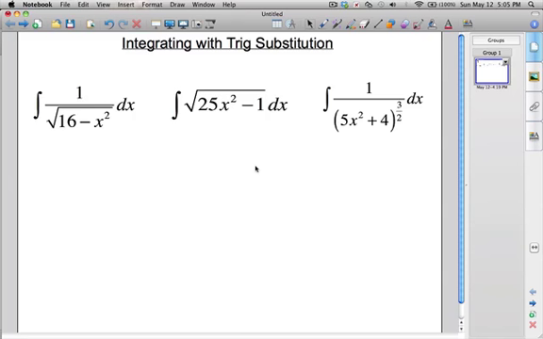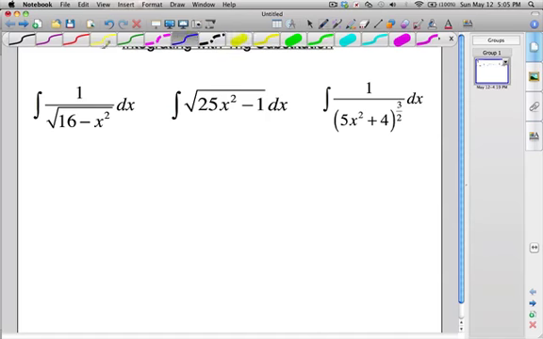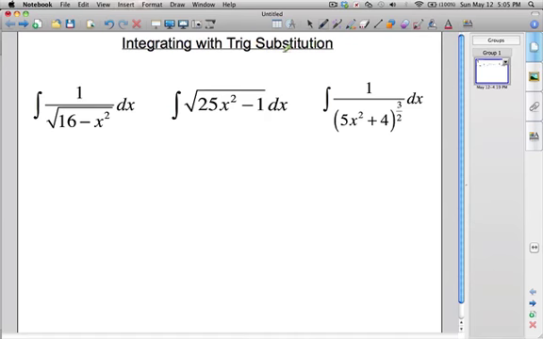Hello, this is Mr. Collier, and today we're going to start integrating using trig substitution. So here we have three integrals that require trig substitution, and we're going to look at some patterns of these integrals and why we have to use trig substitution rather than something else like u substitution.